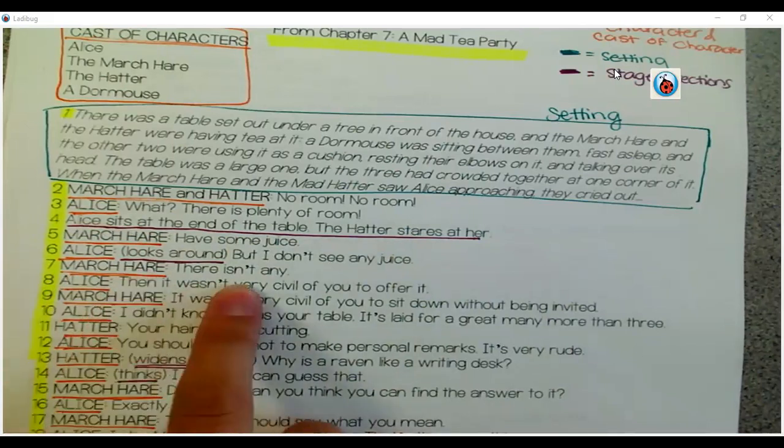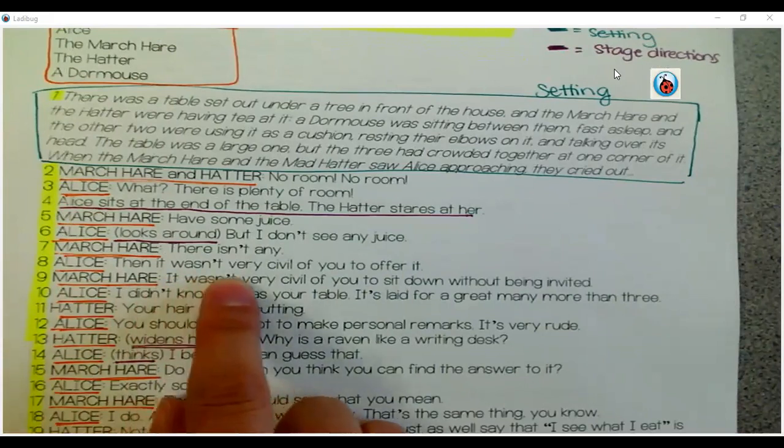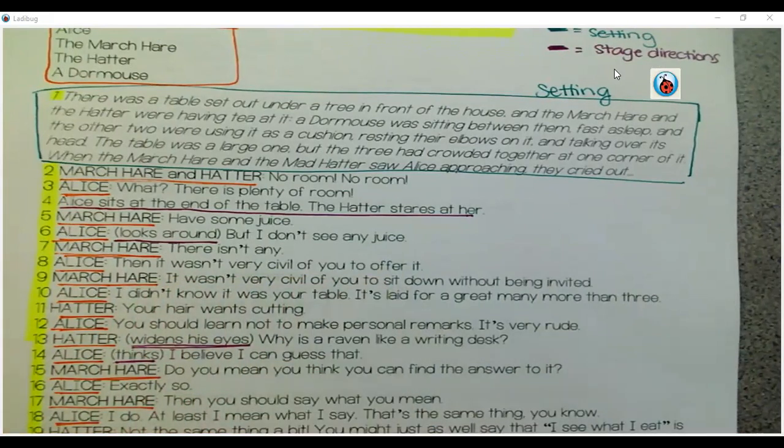So the March Hare said, there isn't any. Alice, then it wasn't very civil of you to offer it.